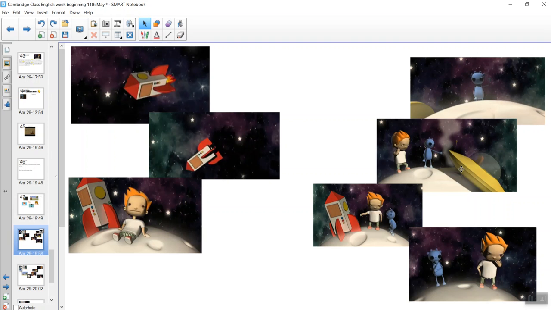And the alien tells the boy that his rocket's broken, spaceship's broken. And the boy tells the alien his rocket isn't working. And the boy and the alien both think hard about what it is they can do to fix the problem. So in a minute, you're going to pause the video and again, jot down any good words that you think you might be able to use when you write the story.